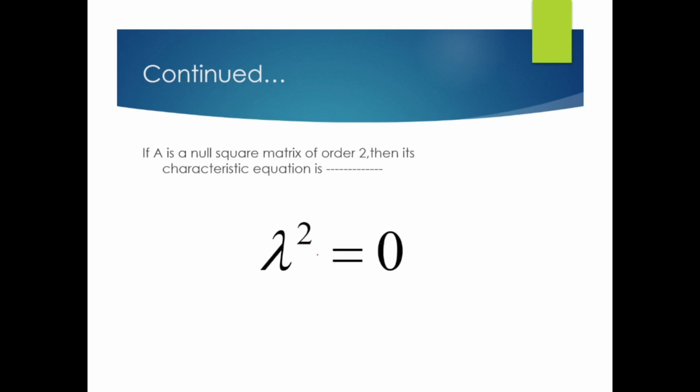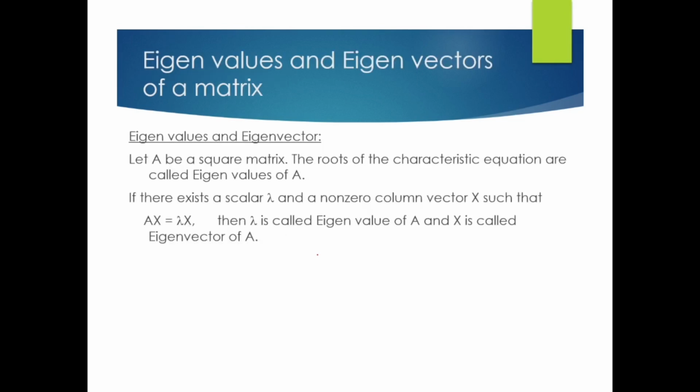Now coming to eigenvalues and eigenvectors of a matrix. The definition of eigenvalues: let A be a square matrix. The roots of the characteristic equation are called the eigenvalues of capital A. Whenever we have a square matrix, we can find the characteristic equation, as we have seen in the previous slides. When we solve the characteristic equation, we get some answers, that is, roots, which are called the eigenvalues of capital A.